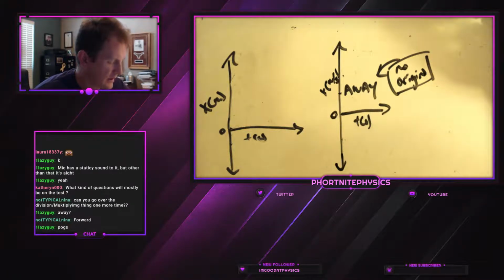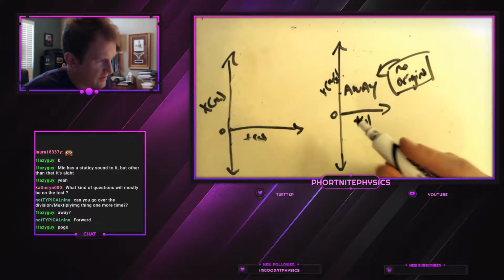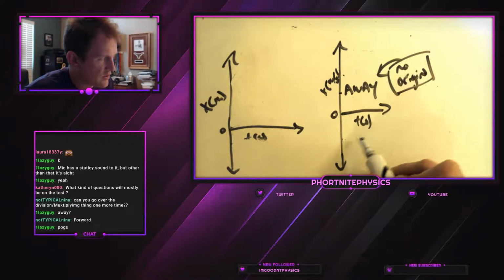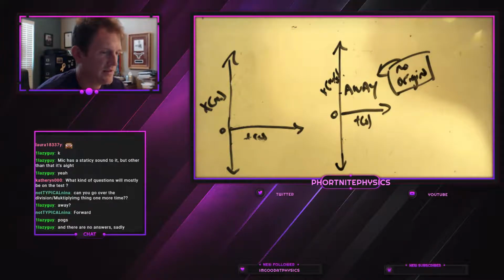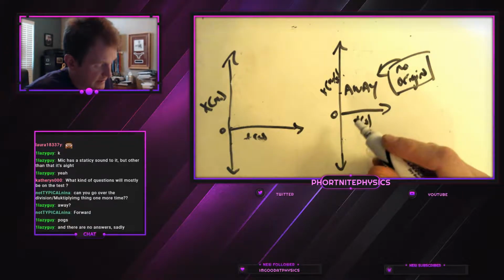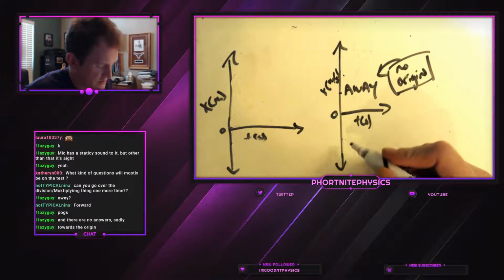So what does that mean? What direction does that mean you were headed if you were on the negative side of the velocity versus time graph? And there are no answers, sadly. That's not true. There's almost always answers. Either way, that was off topic. Towards the origin. There we go.